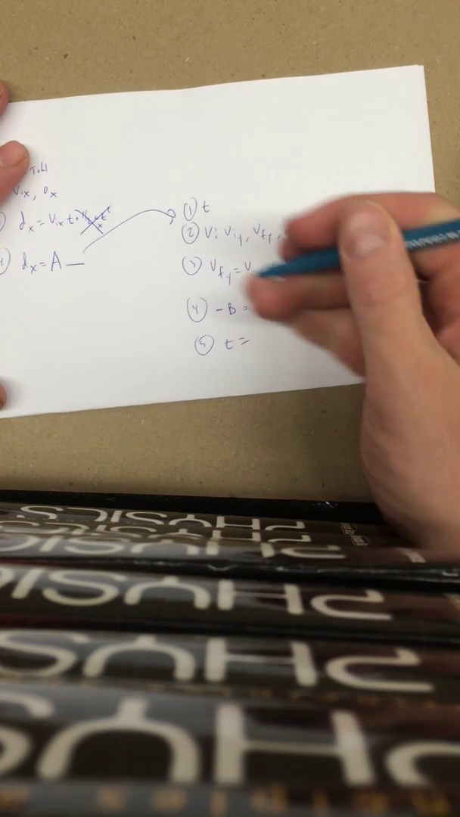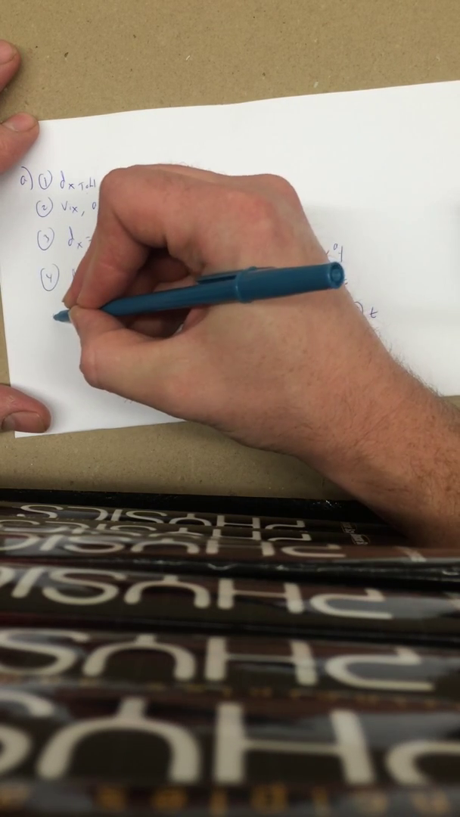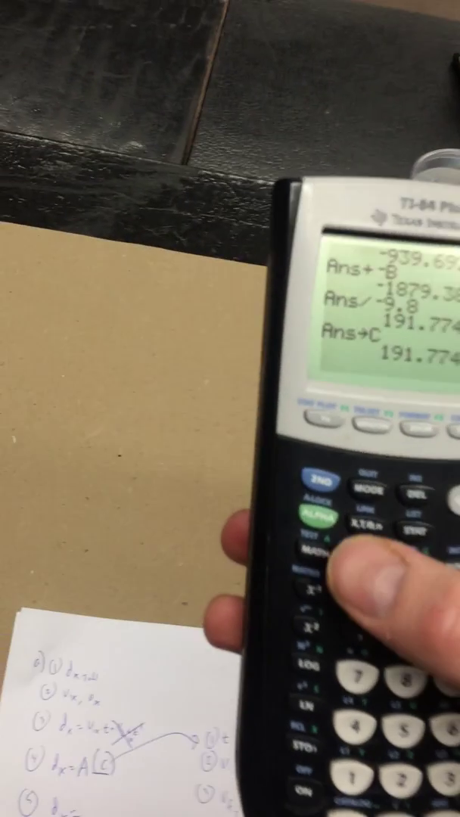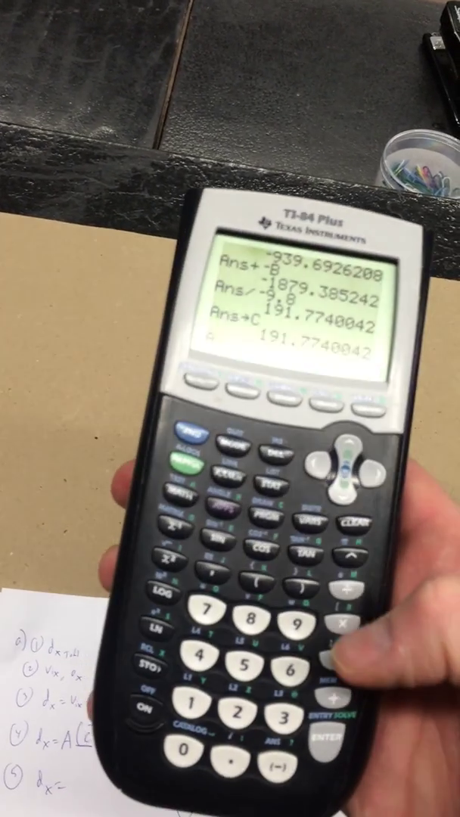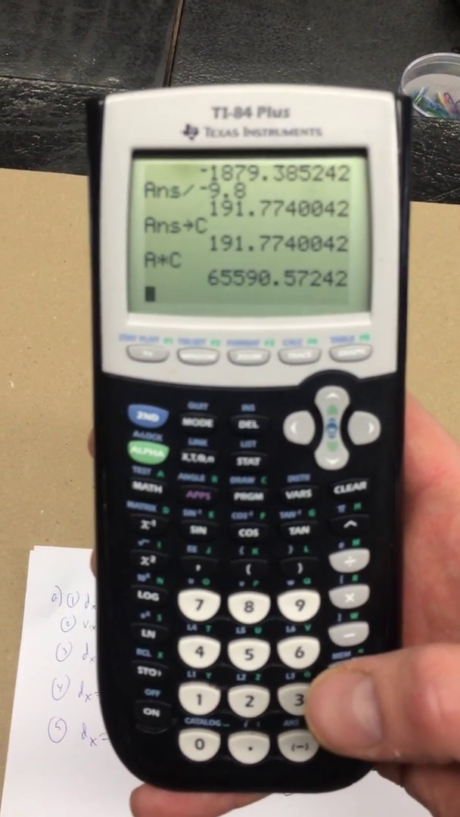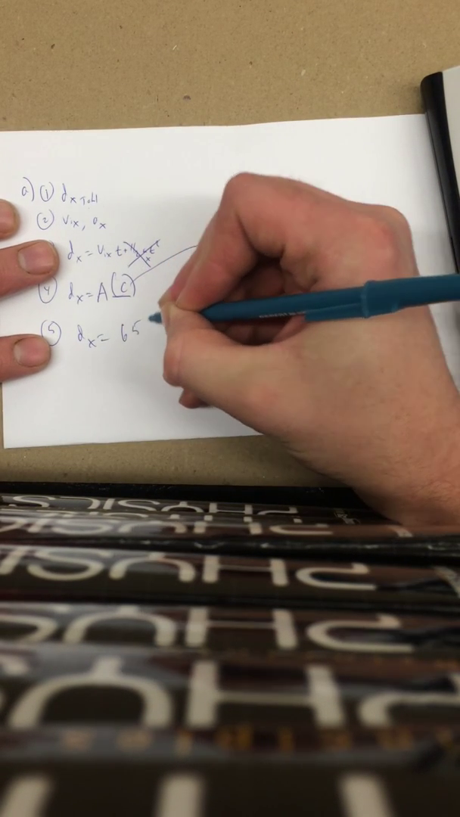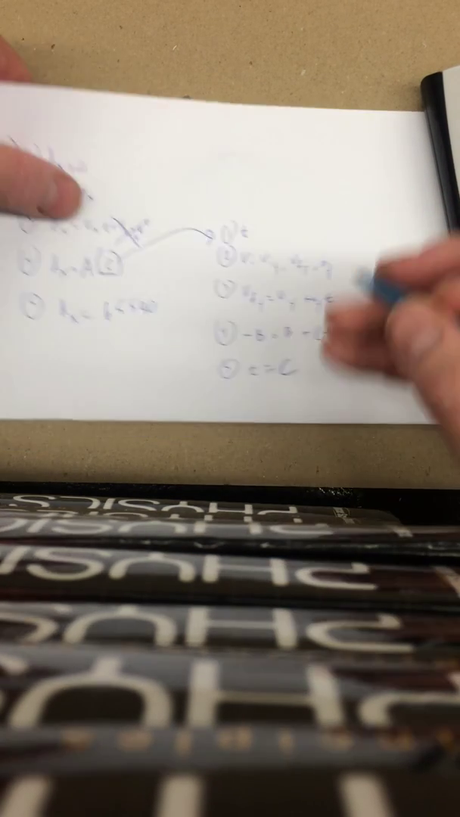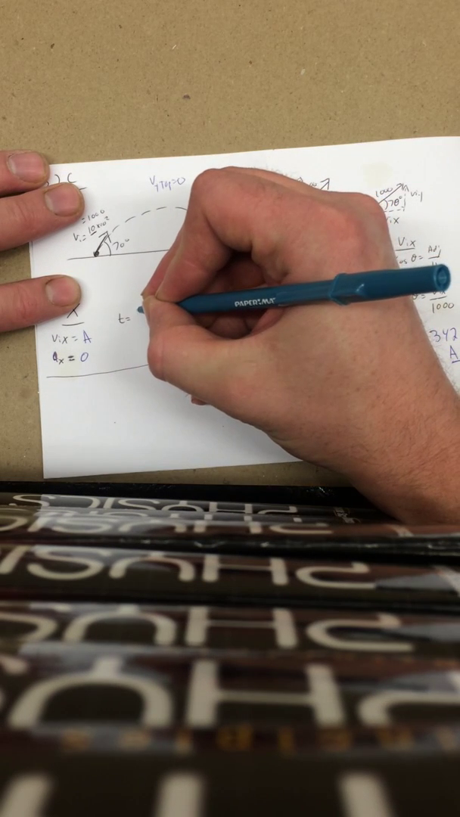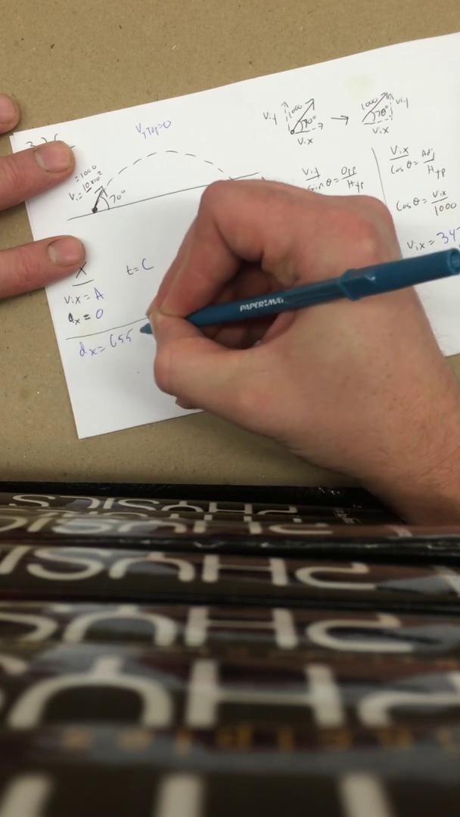This goes here. We take our answer here, take alpha A multiplied by alpha C. So we get alpha A times alpha C. That's our total horizontal distance, a lot, but it works out. So we get about 65590. And our time now, we have that as alpha C, so we can add that there. And we also have dx is equal to 65590.